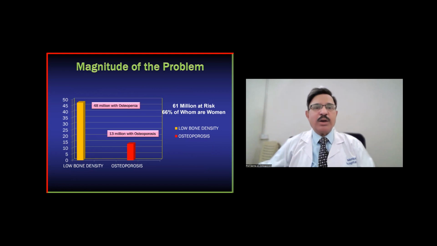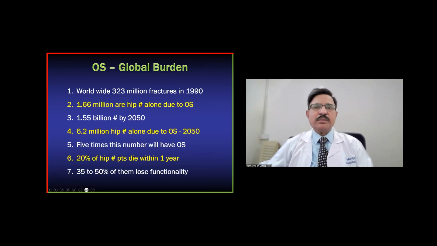See, the magnitude of the problem. 48 million are with osteopenia. That is a condition before the osteoporosis. Low bone density, the yellow bar. Osteoporosis, 13 million with osteoporosis. Total 61 million are at risk of osteoporosis. 66% of them are women. Osteoporosis is a global burden.